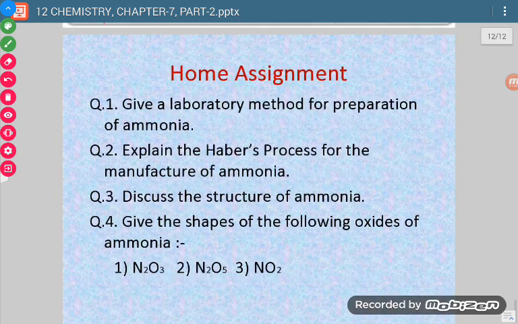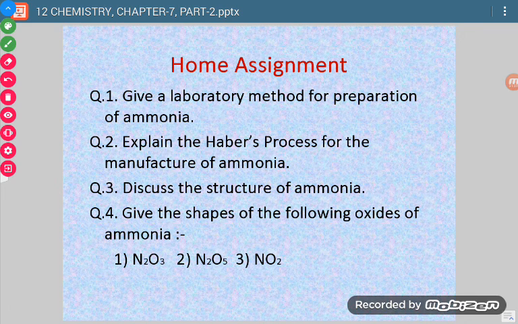Now on the basis of what we have studied today, you have to solve these home assignments.